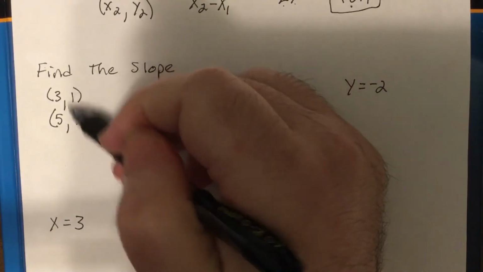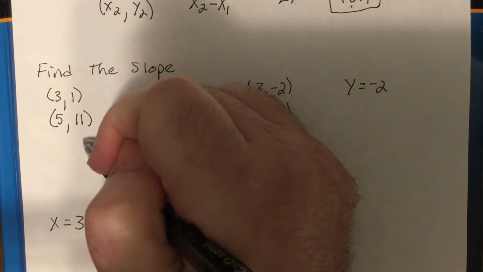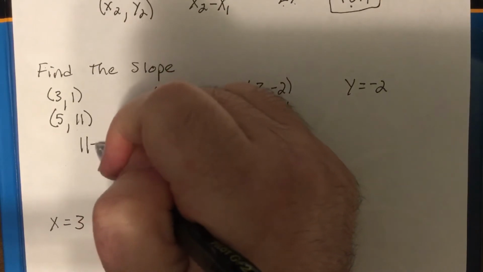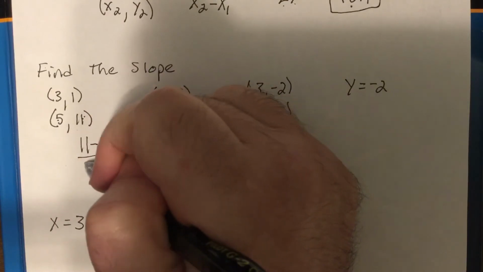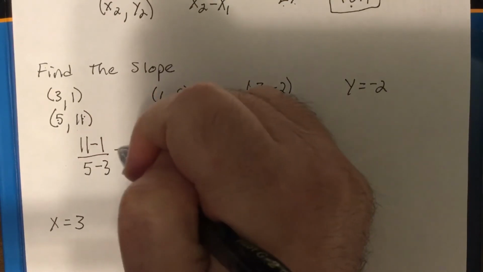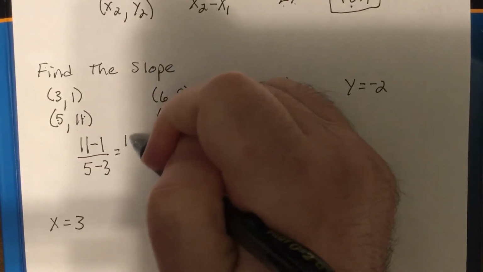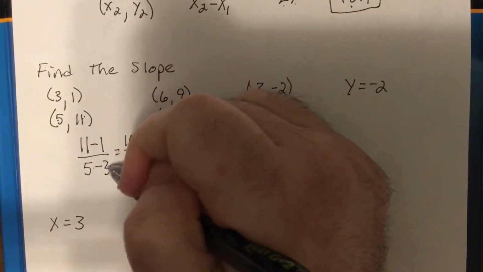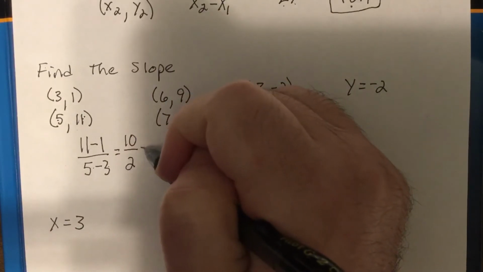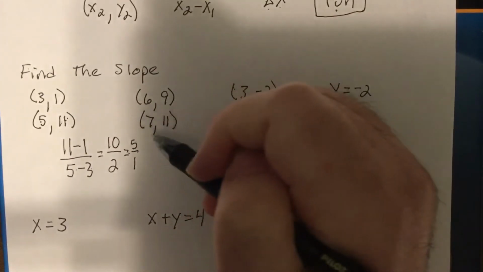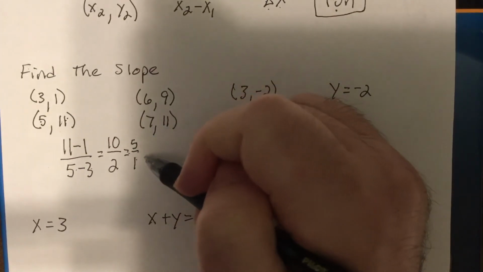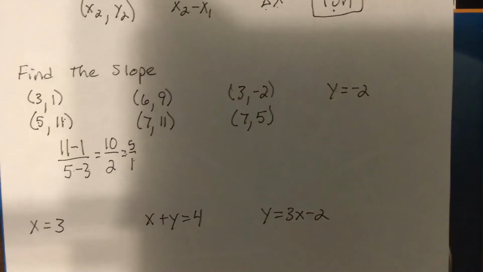So if I said find the slope, you would go, okay, I usually start with the biggest one. Then on the bottom, I'd start with the 5. So 11 minus 1 is 10. And then 5 minus 3 is 2. So reduce it: 5 over 1, or 5. That means you're going up 5 for every one across. So that's going up pretty quick.